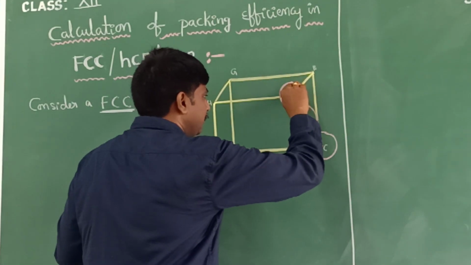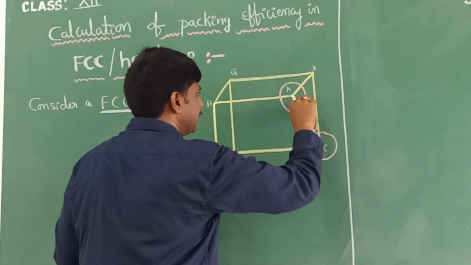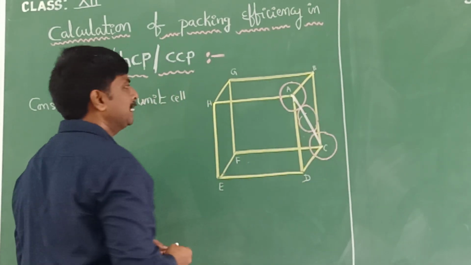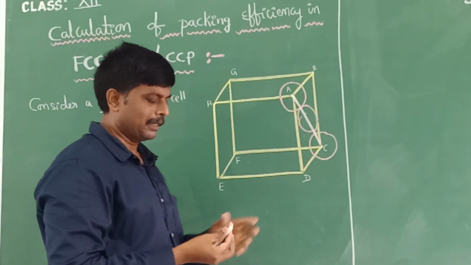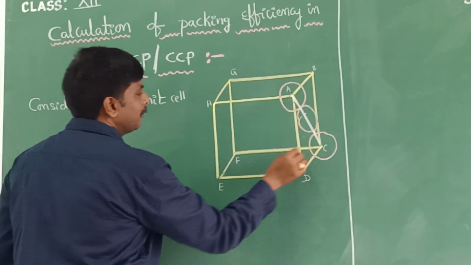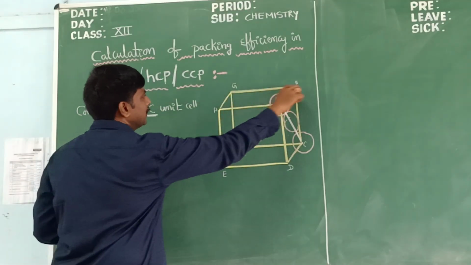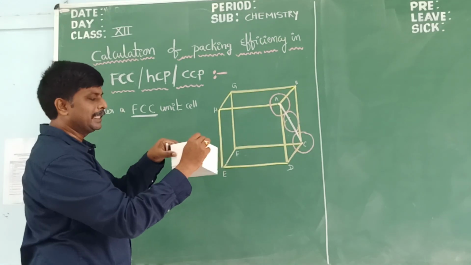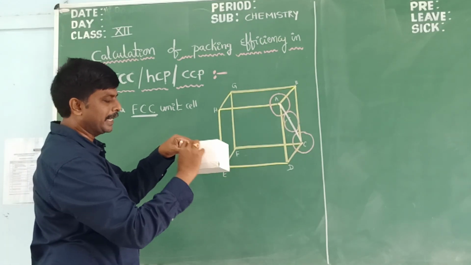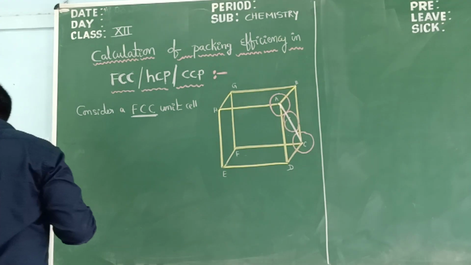So I will join this AC. What is this AC? This AC is a face diagonal. What about this one? This length is called the edge length. This is the face diagonal, and this is the edge length, edge length, edge length. So all edge lengths are equal.